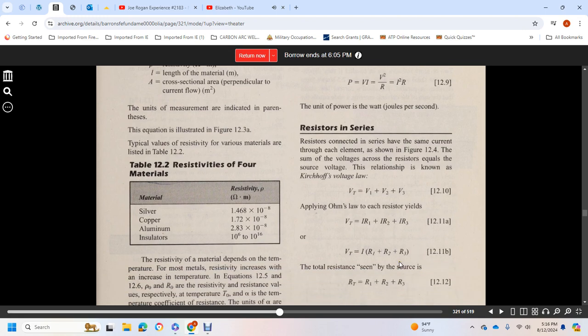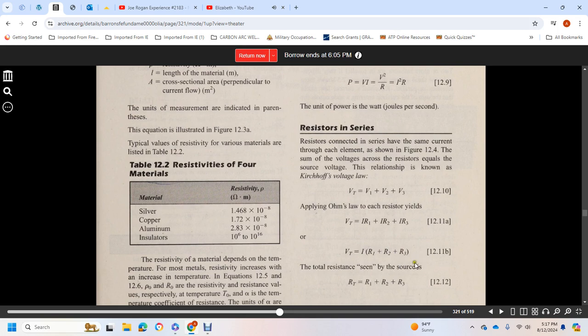Resistors in series: resistors connected in series have the same current through each element, as shown in figure 12.4. The sum of the voltages across the resistors equals the source voltage, a relationship known as Kirchhoff's voltage law. Total voltage equals V1 plus V2 plus V3. Applying Ohm's law to each resistor yields total voltage equals I times R1 plus I times R2 plus I times R3, so the voltage equals the current times R1 plus R2 plus R3.